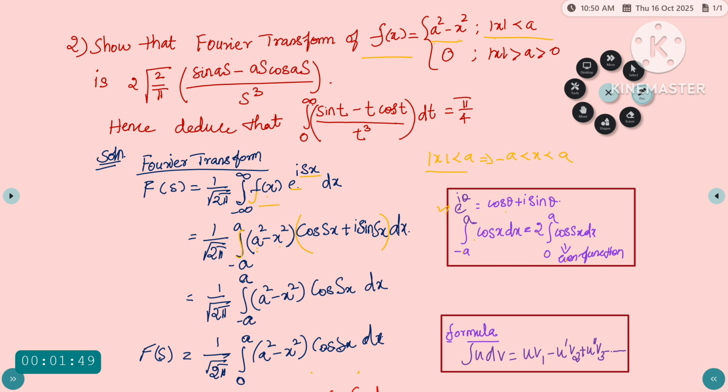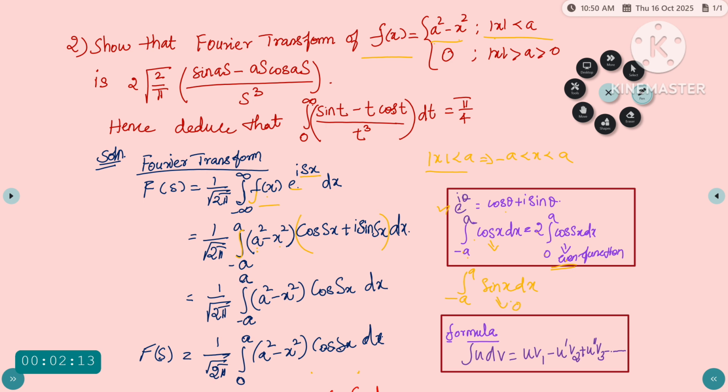Okay, we can apply one more condition here. What is the condition? If the limit is minus to plus and the function is even, we can write it in the form of 2 into integral 0 to a. Here cos sx is an even function, so we can write it as 2 into integral 0 to a. Similarly, minus a to plus a sin sx dx.